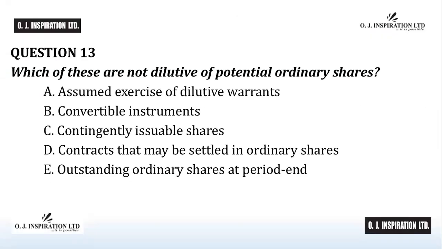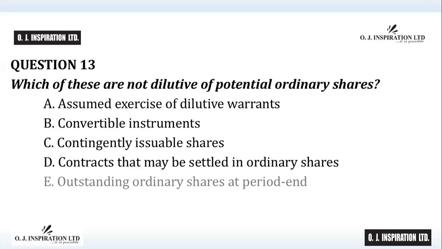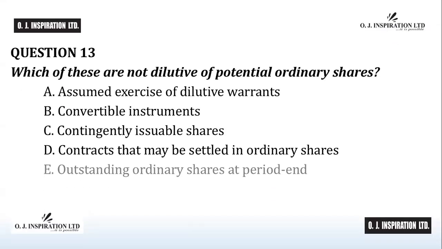Question number 13. The answer to question number 13 is D. Outstanding ordinary shares at period end. Assumed exercise of dilutive warrants, convertible instruments, contingently issuable shares, and contracts that may be settled in ordinary shares are dilutive of potential ordinary shares. Outstanding ordinary shares at period end are already extant and are not dilutive of potential ordinary shares. D is the answer to question number 13.